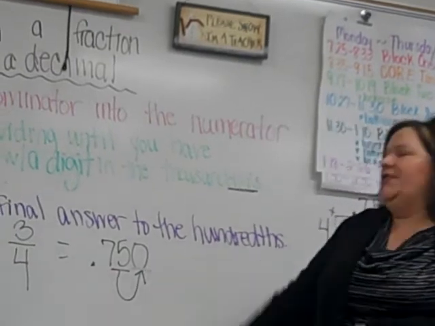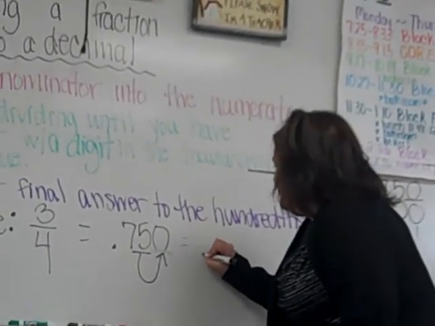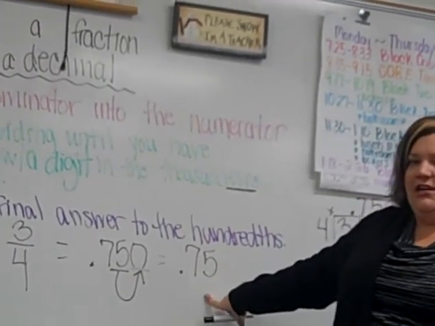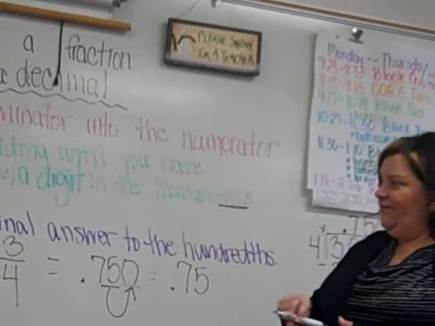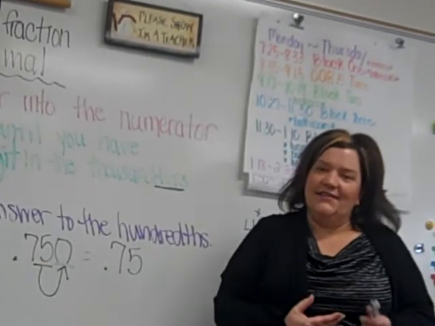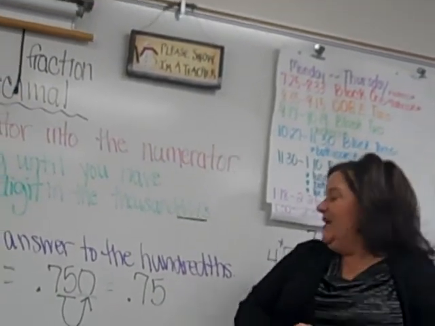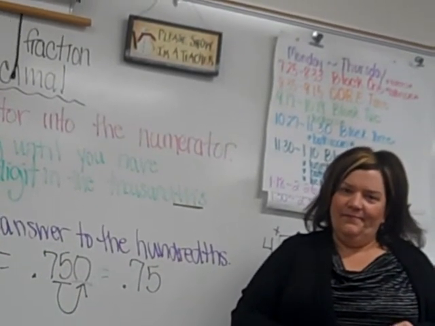So since that 0 is a 4 or less, we know that 75 hundredths will stay the same. That 5 will not be changed. And that's your answer. So, the equivalent decimal to 3/4 is 75 hundredths.